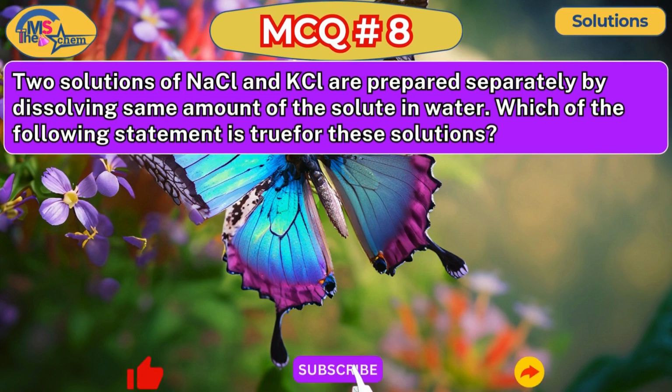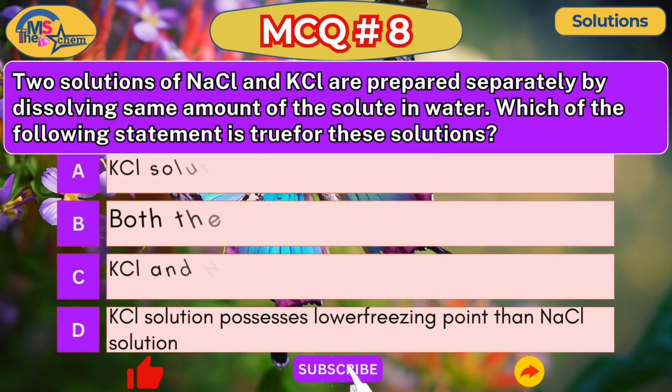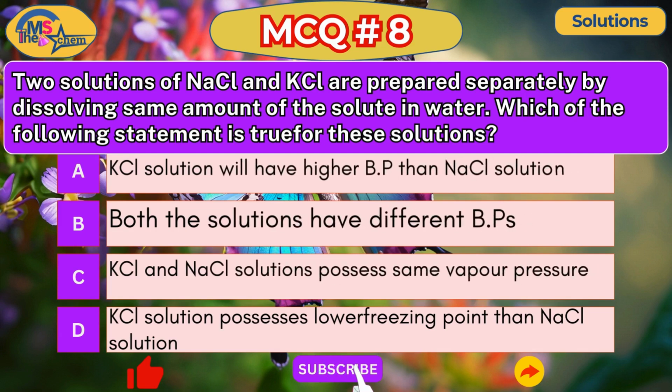And now question 8 is two solutions of sodium chloride and potassium chloride are prepared separately by dissolving same amount of the solute in water. Which of the following statement is true for these solutions? Here are the four options given. Option A is KCl solution will have higher boiling point than NaCl solution. Option B is both the solutions have different boiling points. Option C is KCl and NaCl solutions possess same vapor pressure. And option D is KCl solution possesses lower freezing point than NaCl solution. The true answer to this question is option C. KCl and NaCl solutions possess same vapor pressure.